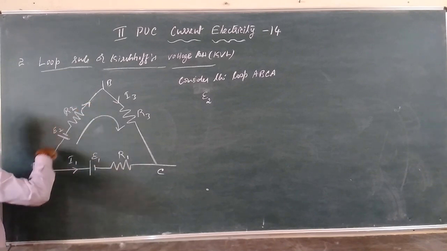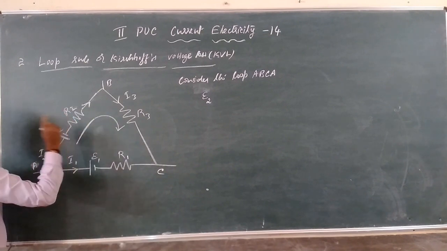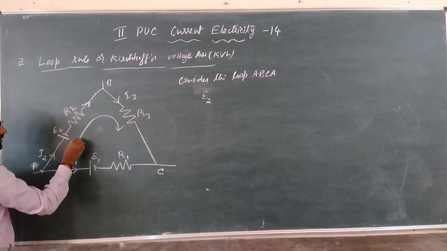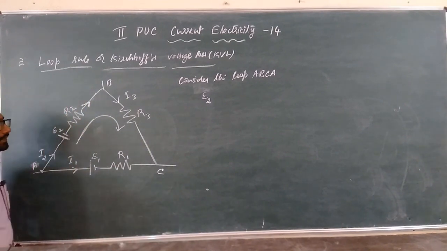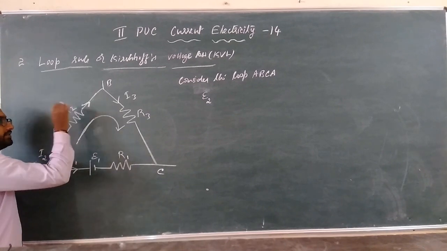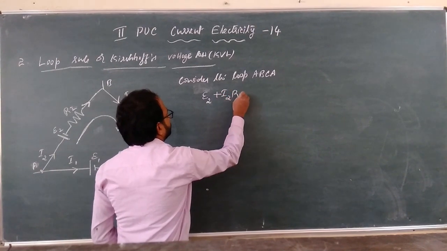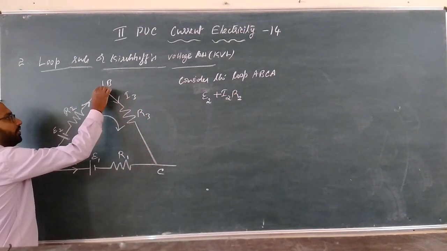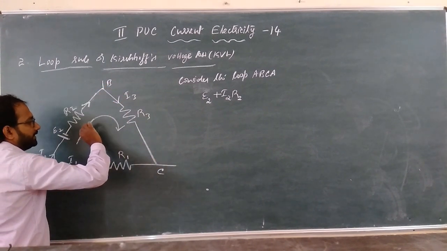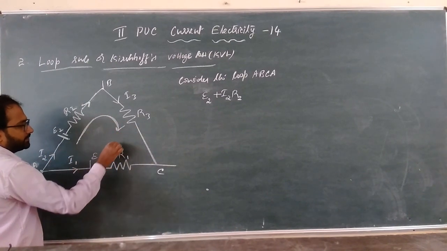Therefore, what is the potential drop across R2? That is I2 into R2. What about the sign? It is positive because the current is along the direction of traverse. So the current should be taken as positive, or current multiplied by resistance is positive. Therefore, plus I2 R2. Okay, we reach the point B. Then we have to come to C. We are moving like this.